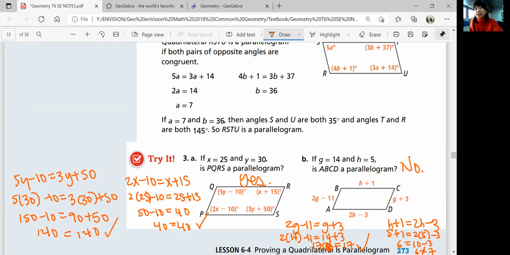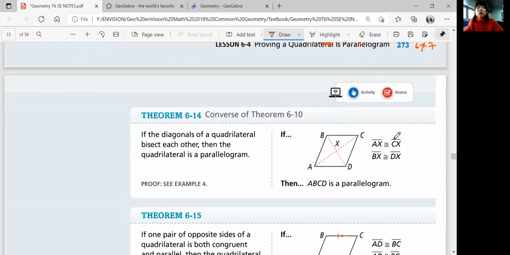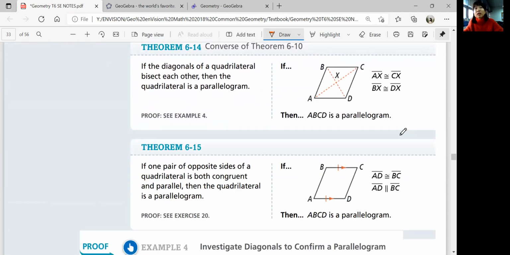Your opposite sides must be equal to each other. It cannot be close to each other. Even though the numbers are close, if they're not exactly equal to each other, they're not satisfying the conditions for a parallelogram. Even if it's 6.666 to 7, or even if it's 6 equals 6.1, they're just not equal to each other, okay? They must be equal to each other. All right, so part A is yes, part B is no. We got more theorems in the next page.